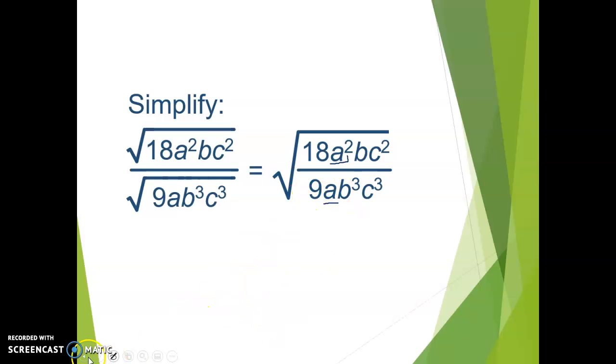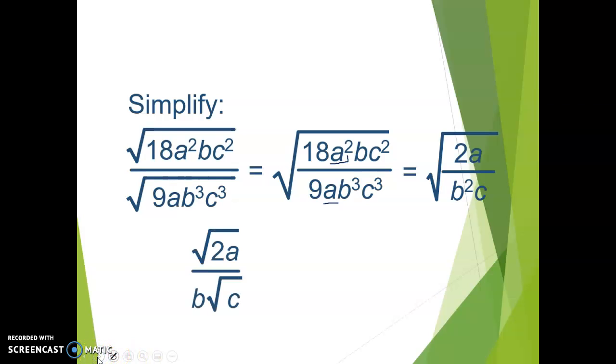Our b's will simplify. We've got 1 b on the top and 3 on the bottom, and then those will simplify so that we have 2 left in the bottom. And then c squared over c cubed, those will simplify to 1 c on the bottom. So we're left with 2a over b squared c. We're now going to rewrite those as 2 separate pieces.